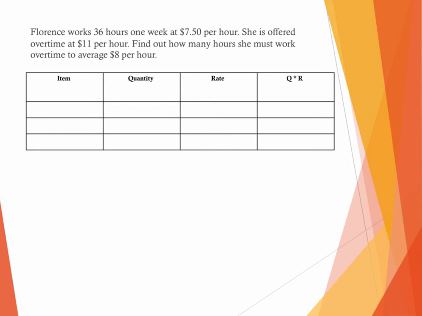Let's try another one. Florence works 36 hours one week at $7.50 per hour. She's offered overtime at $11 per hour. Find out how many hours she must work overtime to average $8 per hour.